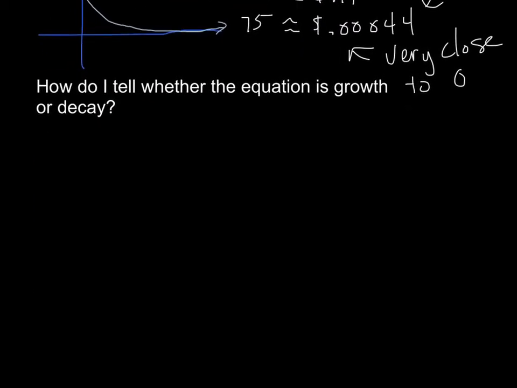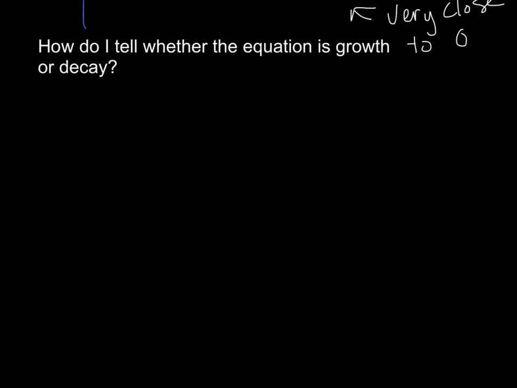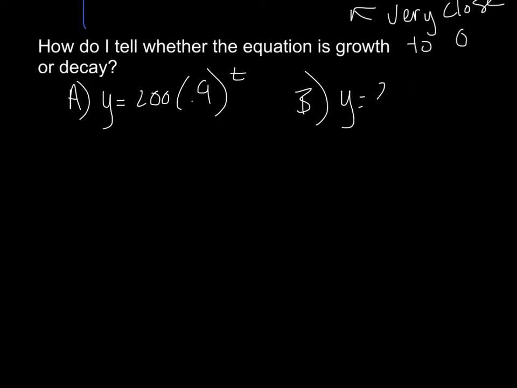But there's one more thing I want to mention before we wrap it up here, and that is how can you tell whether an equation is growth or decay? And let me give you a couple example equations. So let's say I gave you, and I don't know what this models, it doesn't matter, but A, 200 times 0.9 to the t, or letter B, y equals 200 times 1.2 to the t. Now, one of those is growth and one of those is decay, and the question is which is which. In other words, I want you to be able to look at an exponential equation and know, yup, it's growth, or yup, it's decay.